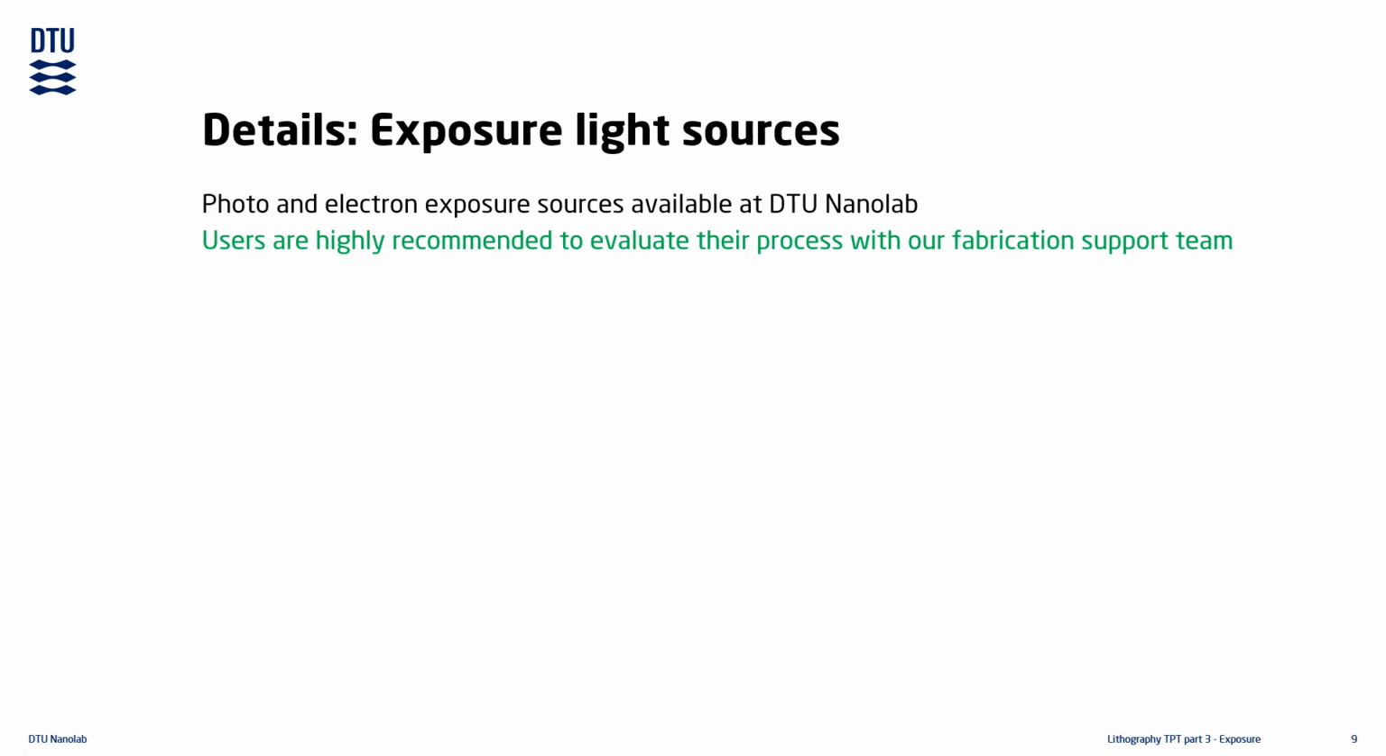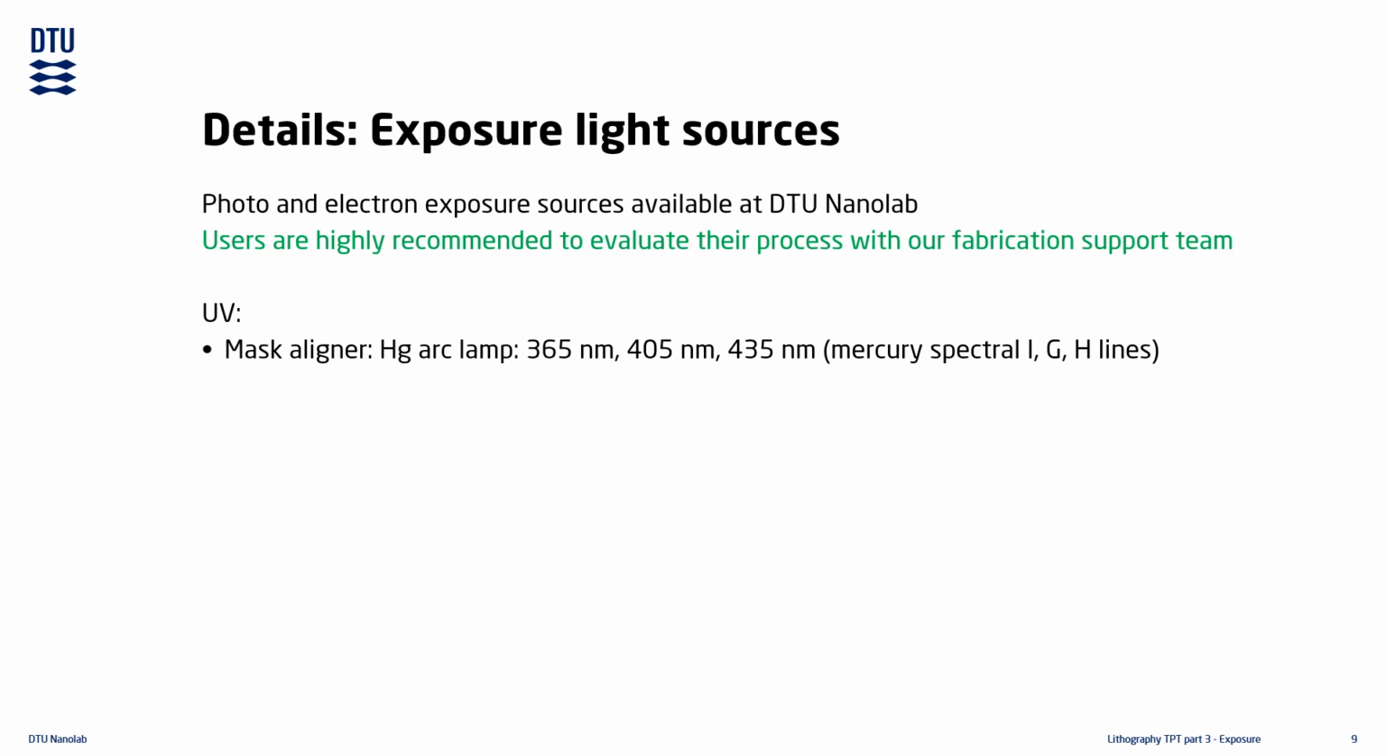For UV processes we have a mask aligner which can be used for processes requiring the traditional mercury spectral lines, I, H and G, at 365, 405 and 435 nanometers respectively. This tool is normally set up to only output the 365 nanometer spectral line. We also have 3 UV maskless aligners which have exposure light at 365, 375 and 405 nanometers. Each tool only has a single wavelength light source.